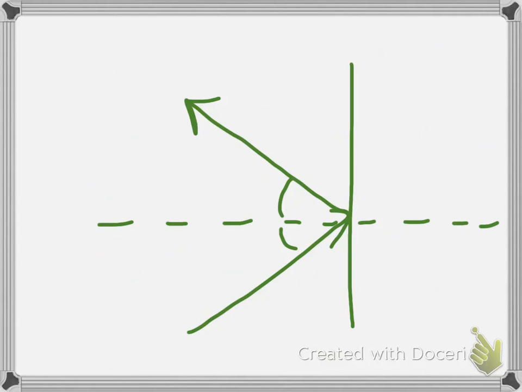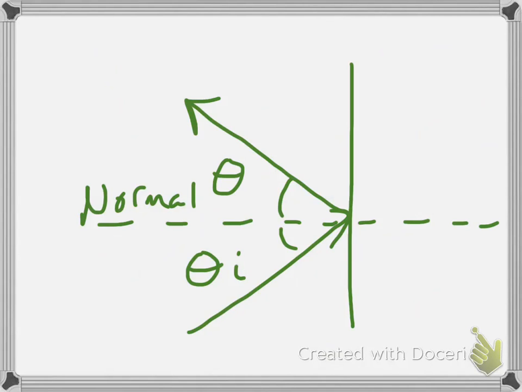Okay, this would be the normal line. And these angles, the incident angle here, theta I, this would be the reflected angle, theta R. Those are always equal. Theta I is always equal to theta R. Okay, incident angle always equal to the reflected angle.